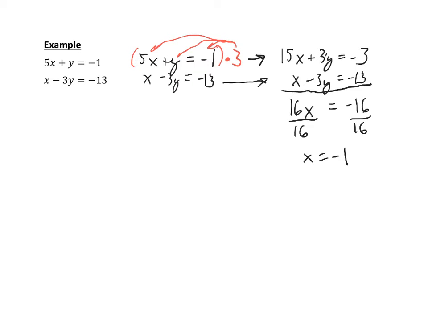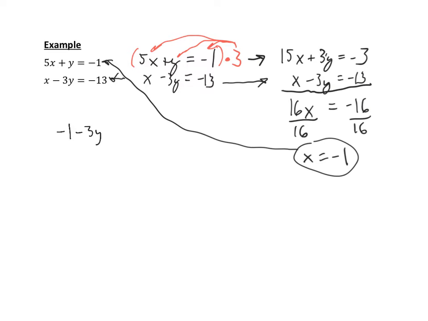Now I can take that value of x and plug it back into either one of these to find y. So since this bottom one just has x, maybe we'll plug it in there. So if I plug in negative 1 for x, I would get negative 1 minus 3y equals negative 13. Solving for y now, we add 1. Negative 3y equals negative 12. And divide by negative 3.